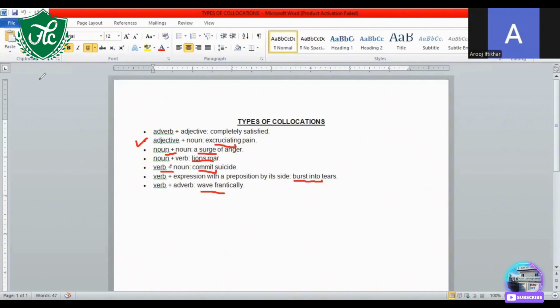So what we have to keep in mind is that the most common collocations that are going to appear in our reading fill in the blanks are adjective plus noun, and apart from that, the other very common one is verb plus noun. So keep this in mind.